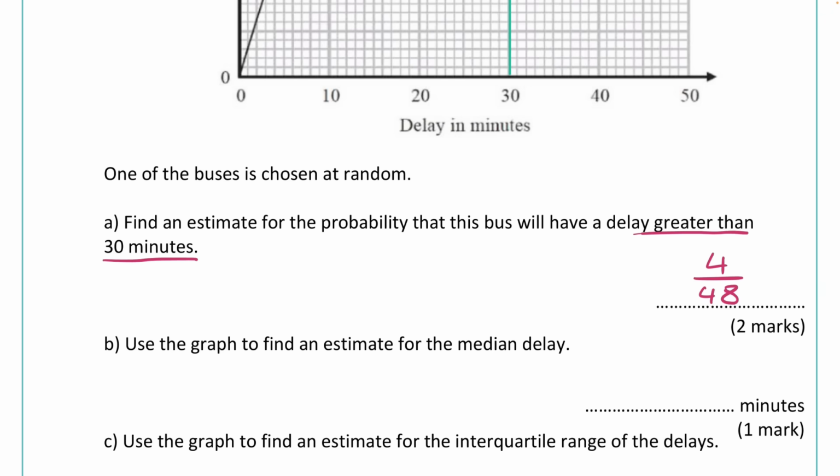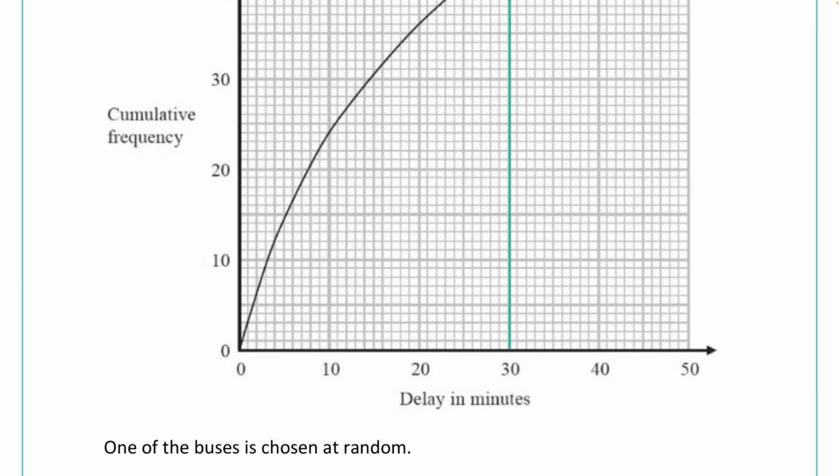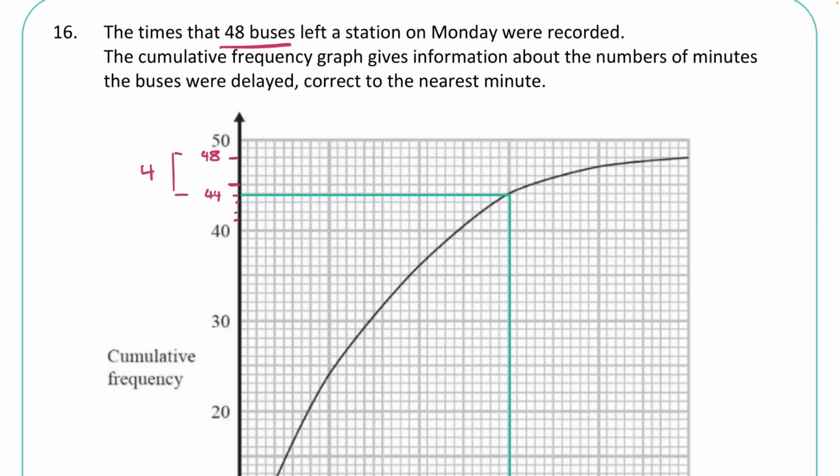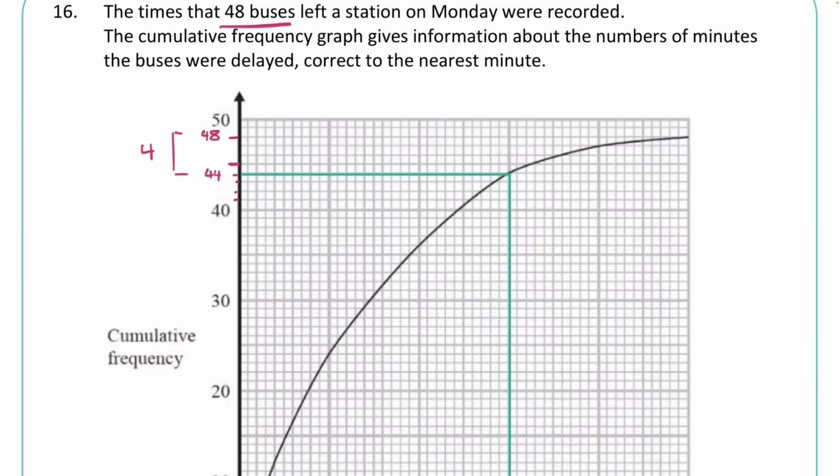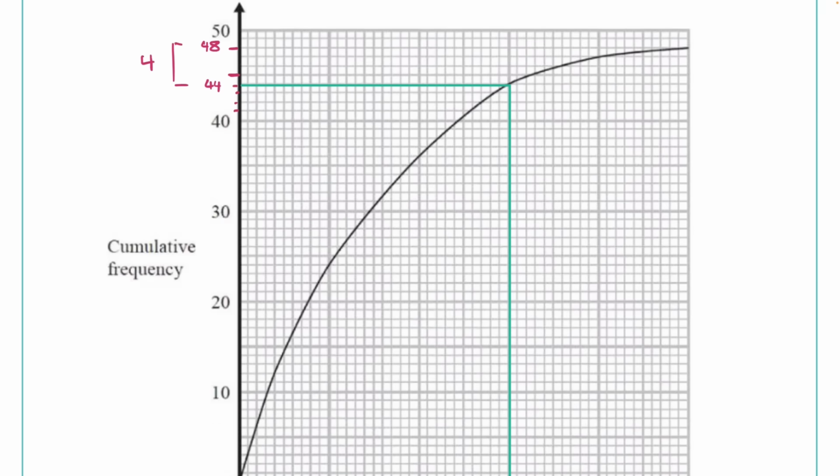It says in part B, use the graph to find an estimate for the median. Now watch out for the median here, because it's out of 48 buses. Yes, we're going to go to half of that, which is 24. But just watch out, because the graph, when you look at it and don't read the words, kind of looks like maybe it goes up to 50. So just be very careful.